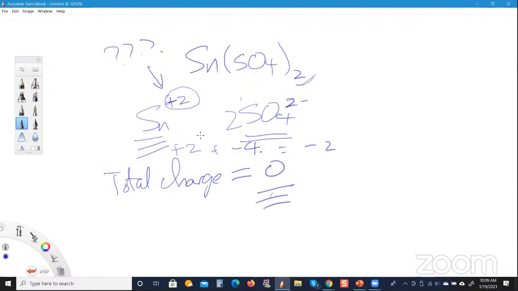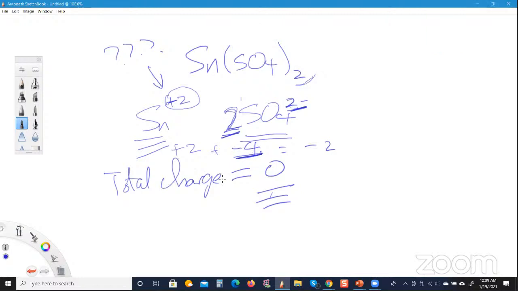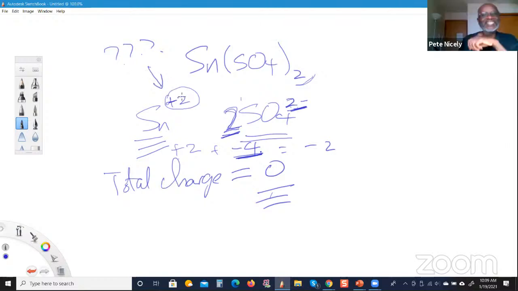Yeah, but since it's -2, it would have to be +2 to zero out. No, because you have a 2 here. Remember, the 2 here multiplies a -2 here. So the total charge carried by 2 sulfate ions would be -4. And +2 will not cancel out -4. Okay, so it's +4 then. Exactly. So therefore, the charge for the tin would be +4.